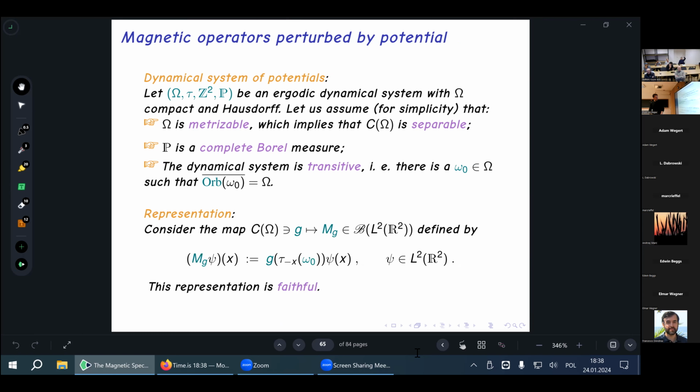Now, what I can do, I have to represent my operator, my element of the C*-algebra C(omega), in L2 of R2. I do the same game as before. These are just multiplication operators. I fix omega 0 and I'm translating omega 0 with the R2 translation, and then I have nice multiplication operators. Indeed, this is a faithful representation of C(omega) on L2 of R2.